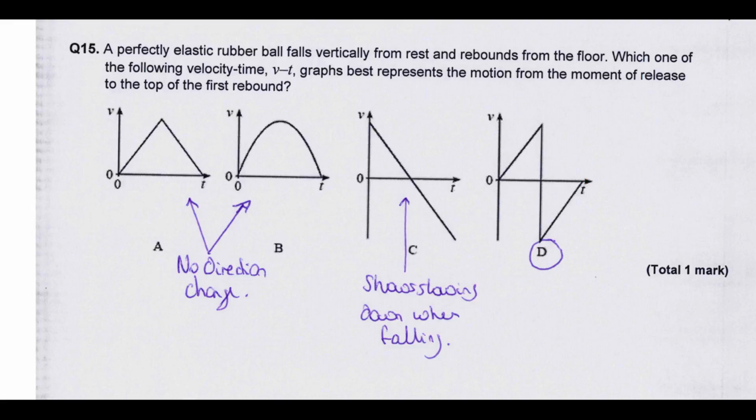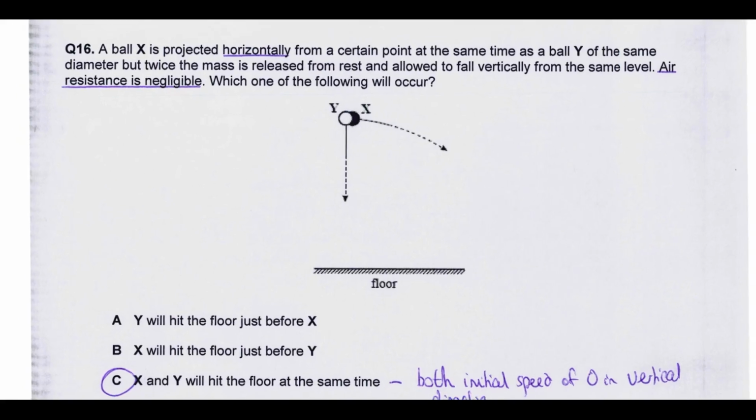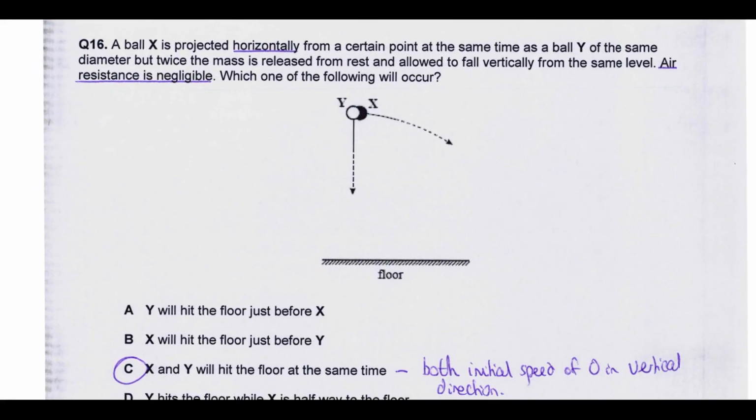Okay, so we've got a ball projected horizontally from a certain point at the same time as a ball Y, the same diameter, so the same size, but twice the mass, and that is released from rest. And they're allowed to fall vertically from the same height. So they've got the same initial height, they've got the same size, they're going to have the same air resistance even if we were including it, and one's horizontal and one's completely at rest. Which one of the following will occur?